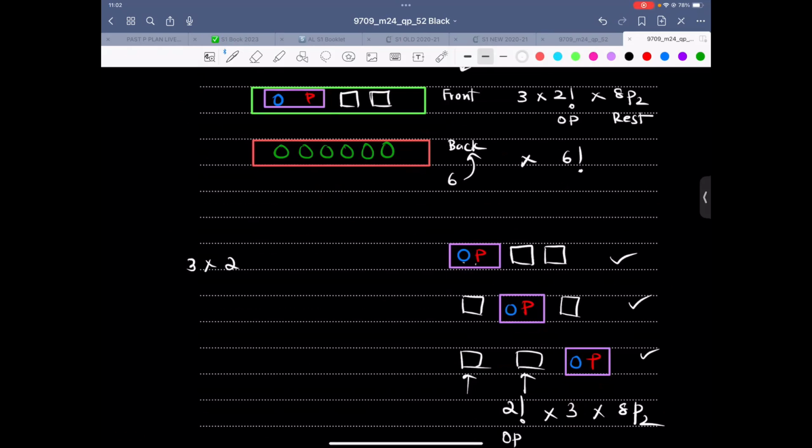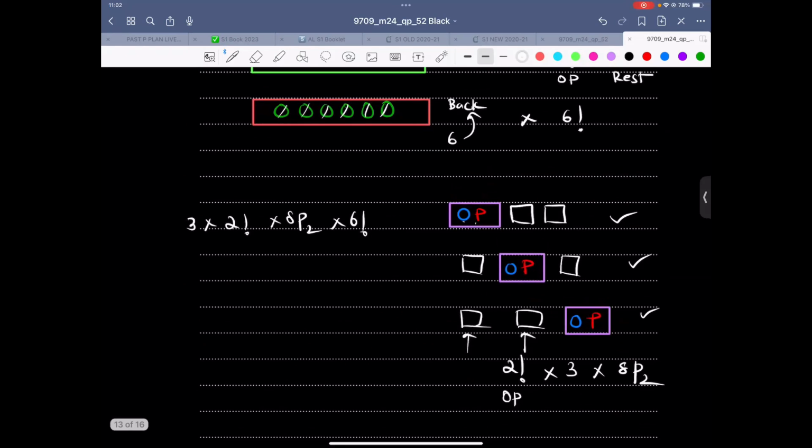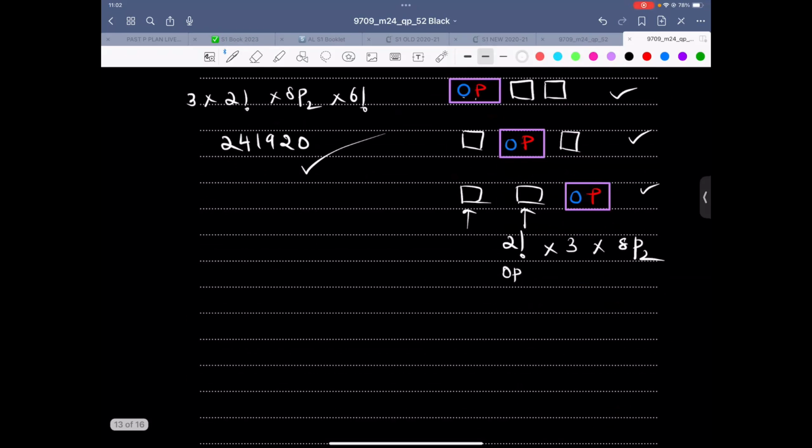So 3 into 2 factorial into 8P2 into 6 factorial, because 6 are left, they can set according to their own desires and wishes. And this answer is coming out to be 241920. And that's how this particular paper is completed.